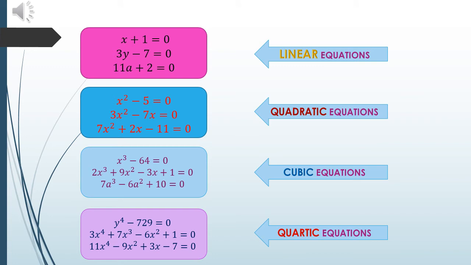Moving towards the final one, 11x raised to the power 4 minus 9x square plus 3x minus 7 is equal to 0. Here in the first term we can see 11x raised to the power 4. So the highest power in this equation is 4. So this is called quartic equation.